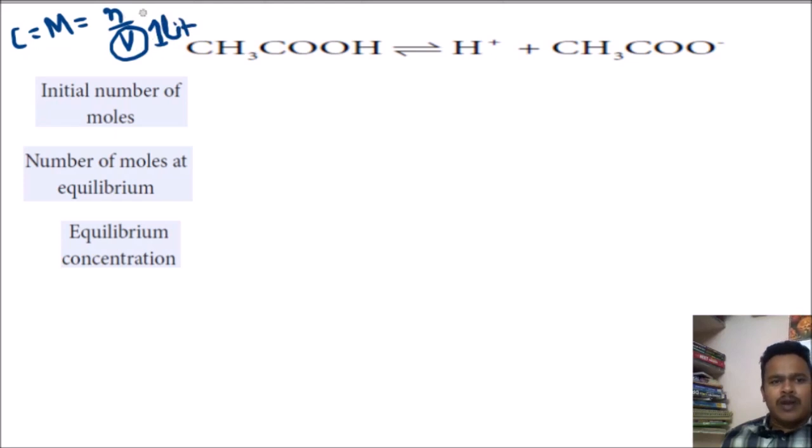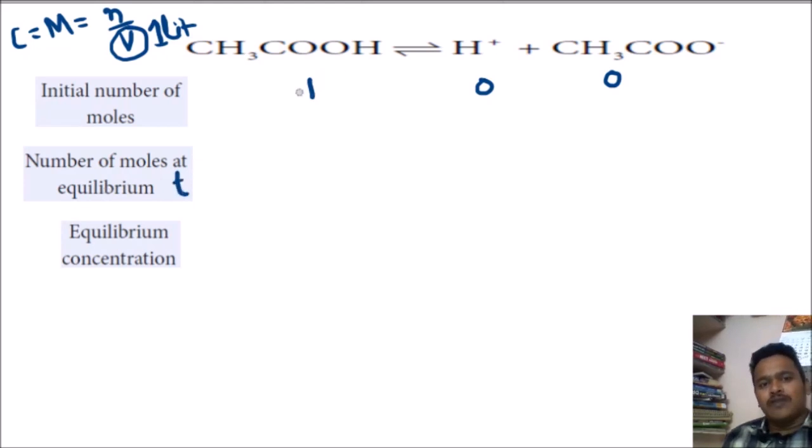Okay, for 1 liter, the number of moles, I will take 1 mole. Initial number of moles is 1. Here nothing is forming because the reaction has not started. Number of moles at equilibrium: after some time t, the equilibrium state is achieved.